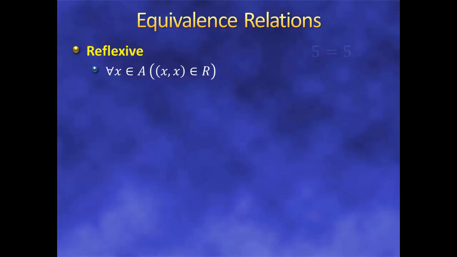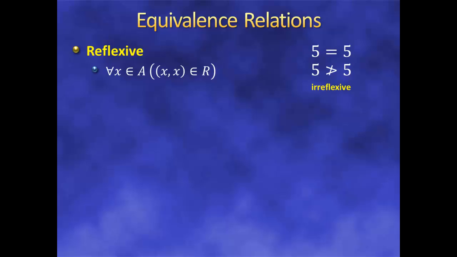So for example, the number 5 is in fact equal to itself. This may seem almost trivial, but there are plenty of relations that don't have this property. For example, consider the greater than relation. 5 is certainly not greater than itself, is it? In fact, the greater than relation is actually called irreflexive, because no number is ever greater than itself.